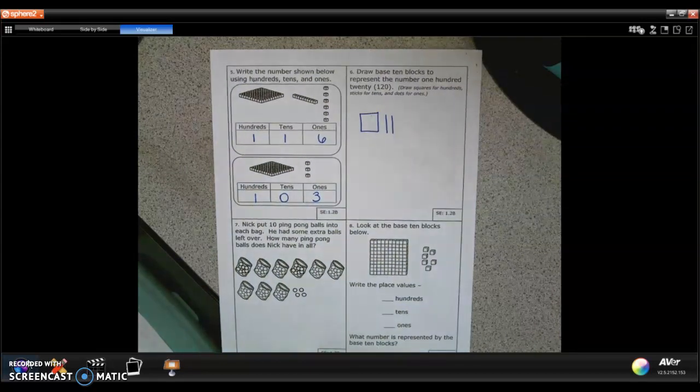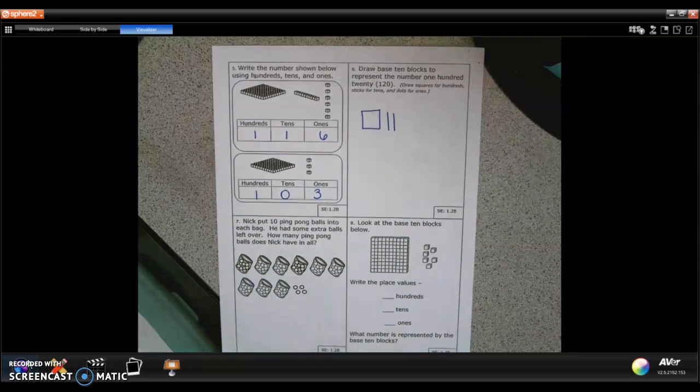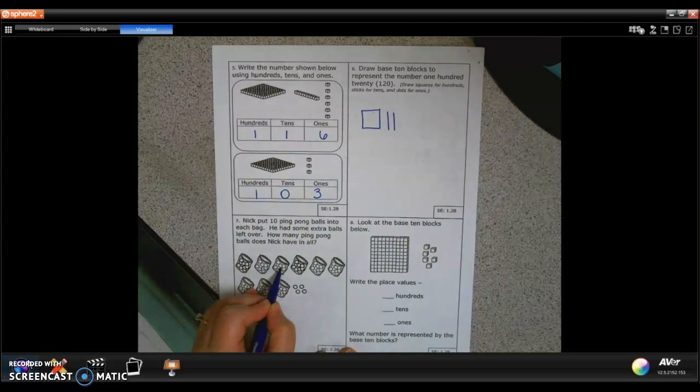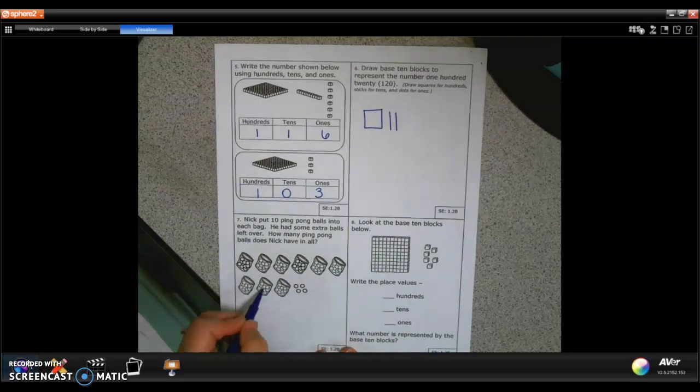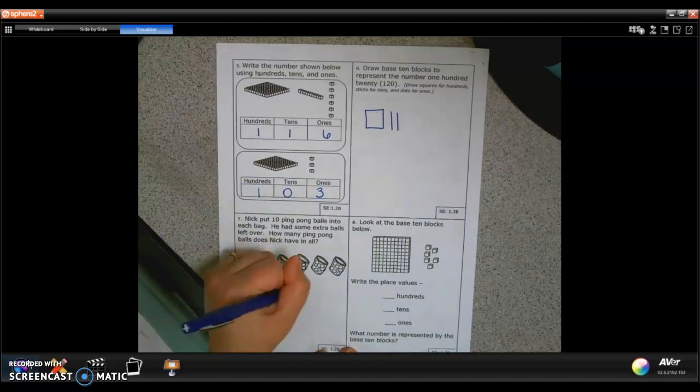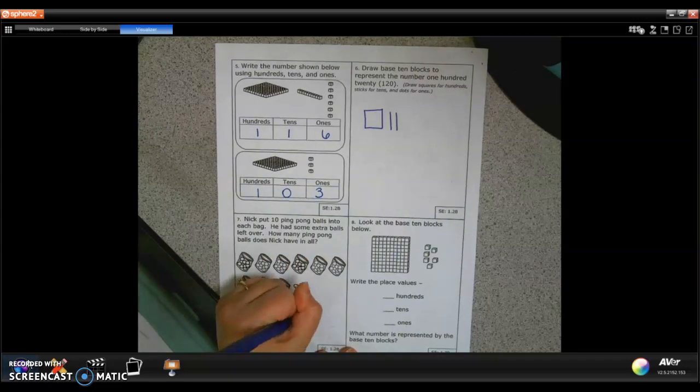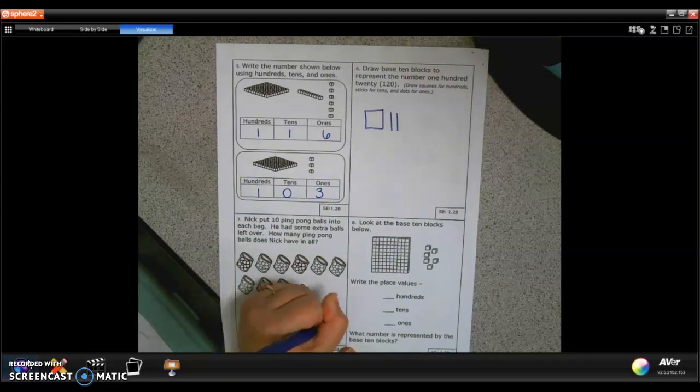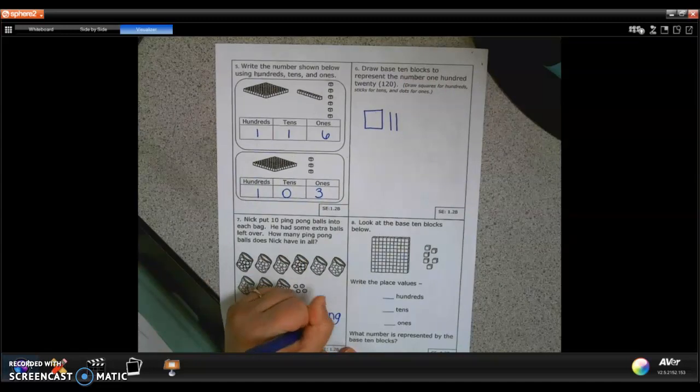Nick put 10 ping pong balls into each bag. He has some extra balls left over. How many ping pong balls does Nick have in all? 10, 20, 30, 40, 50, 60, 70, 80, 90, 91, 92, 93, 94. He has 94 ping pong balls.